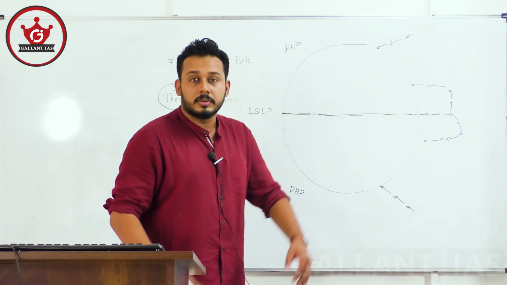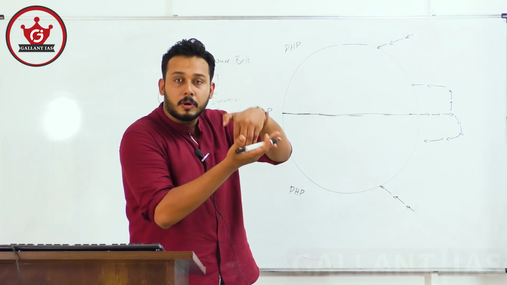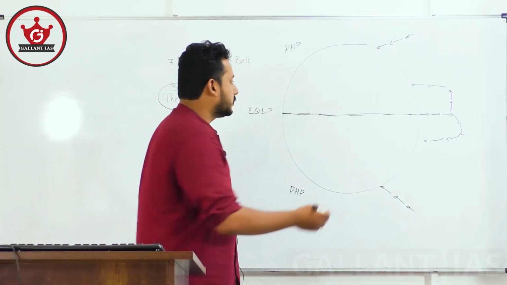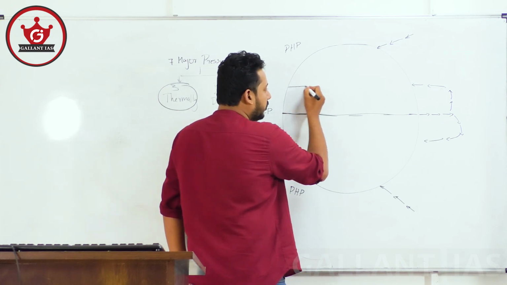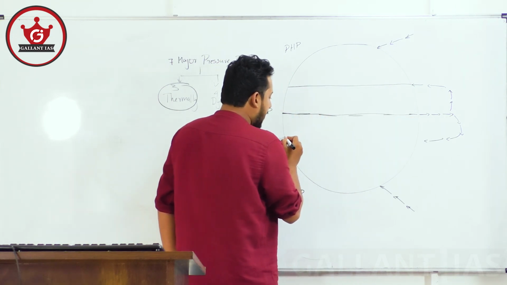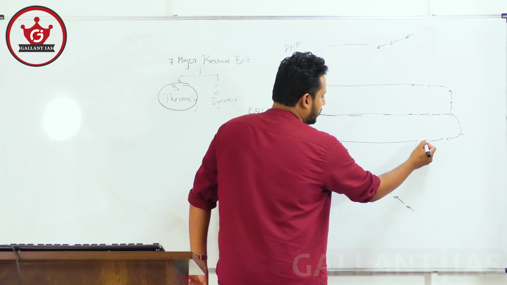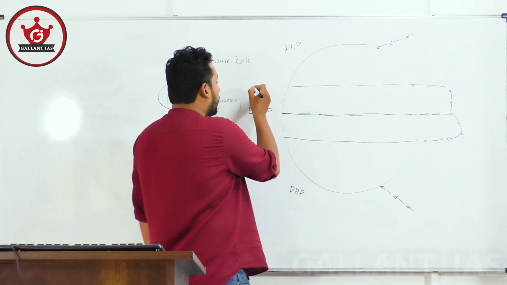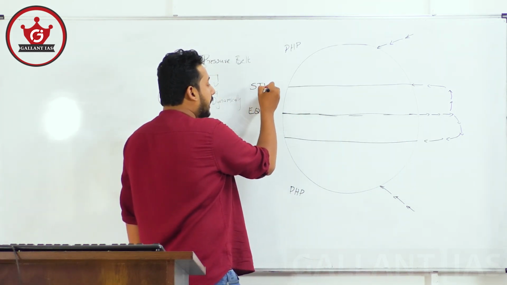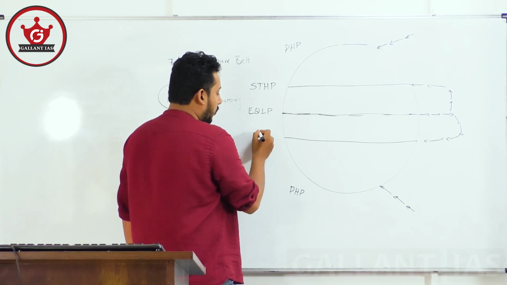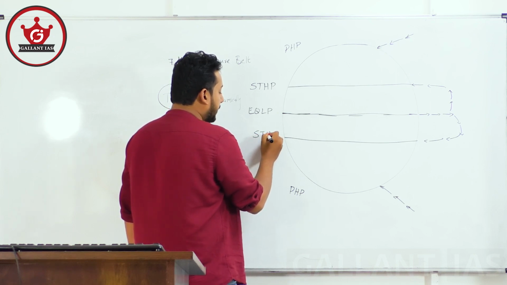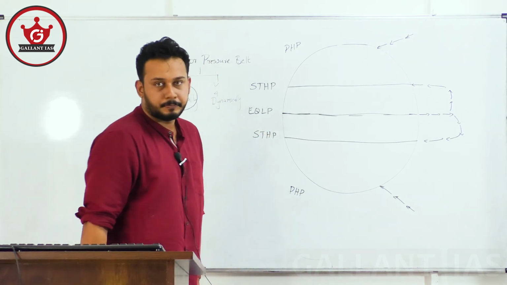Air sinking down means the air is going to apply more pressure on the Earth's surface. So over here, we are going to get yet another pressure belt, and the pressure belt over this region where the air sinks is called the subtropical high pressure belt. On both the hemispheres, we have a subtropical high pressure belt.